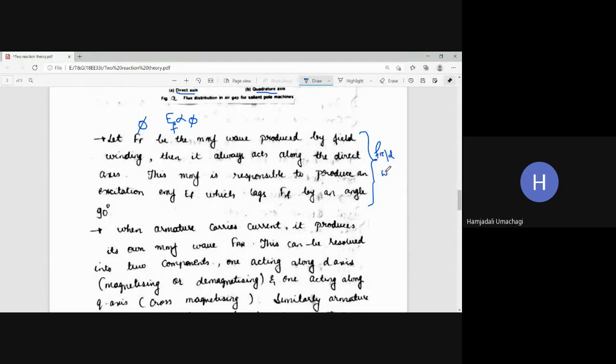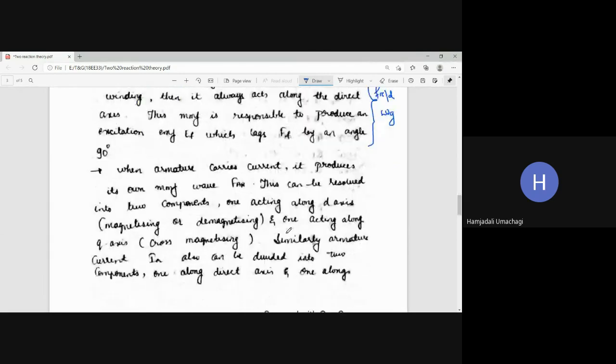Now the next explanation starts with the armature winding. Your salient pole machine, along with the field winding, also has what? The armature winding. When the armature carries current, it produces its own MMF wave. So if the armature carries the current IA, it is going to produce its own field. That field we call the armature field, FAR.